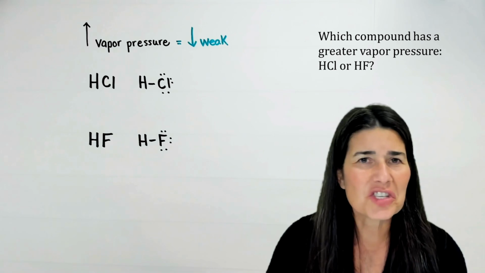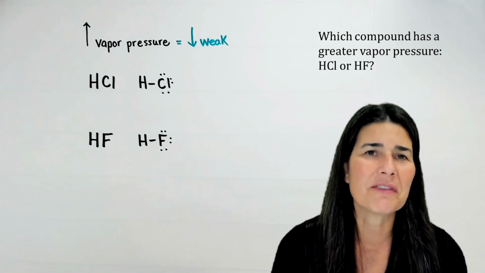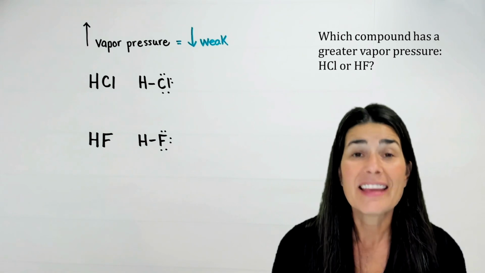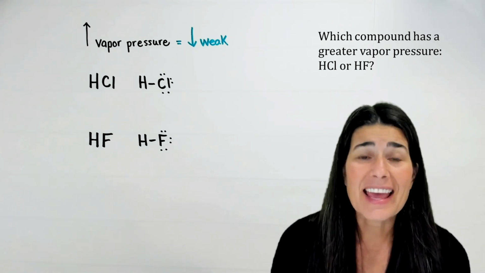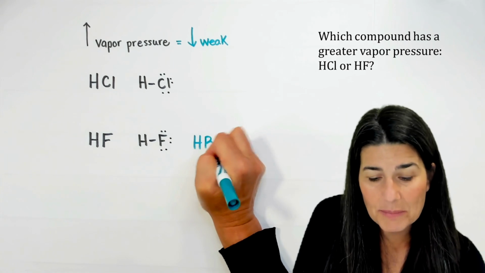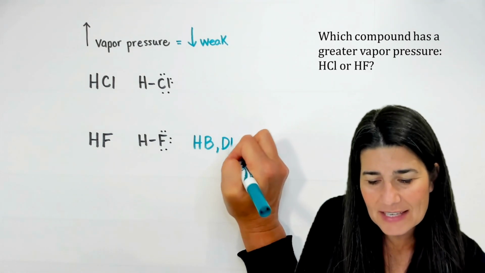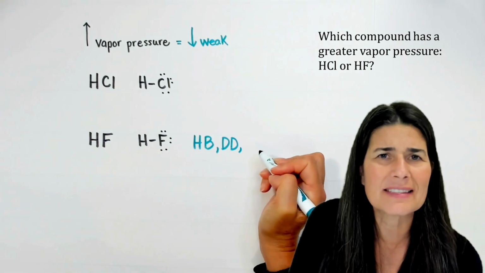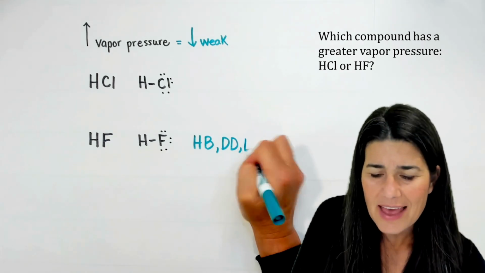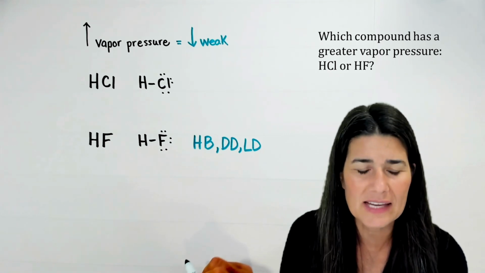Now our next question is, do either of these molecules have a hydrogen bonded to a fluorine, oxygen, or nitrogen? And the answer is yes. HF is capable of hydrogen bonding. I'm going to write that as HB. But since it has hydrogen bonding interactions, it also has dipole-dipole interactions, and it has London dispersion interactions. And I just abbreviated those.